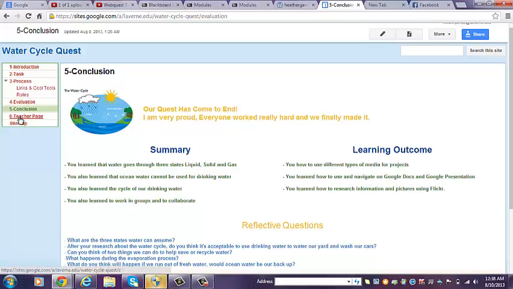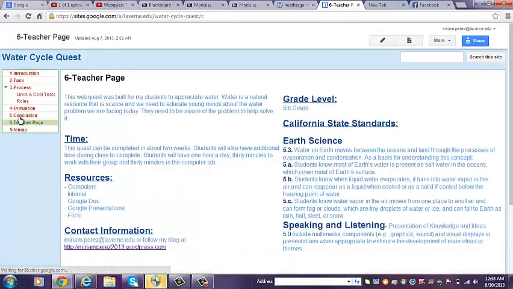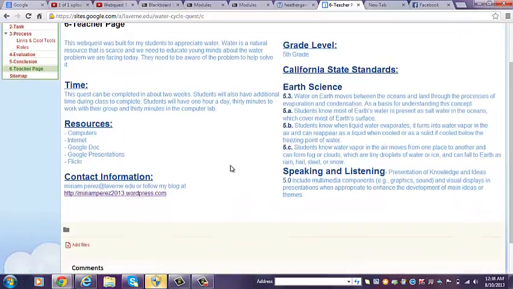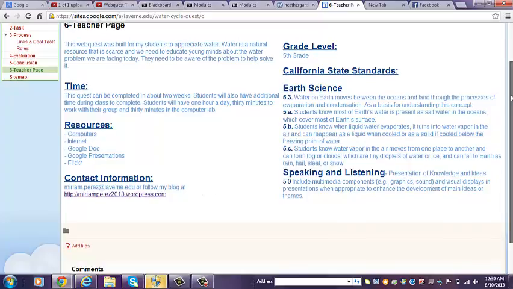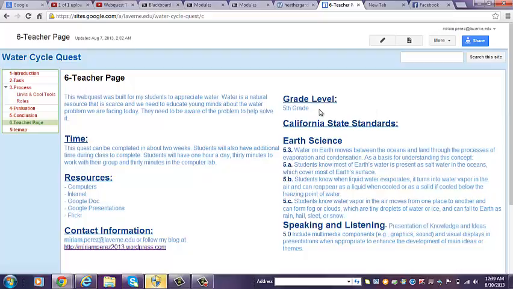And on my teacher page, number 4 is evaluation, and this is what their grade will be based on. I provided a rubric for my students to follow, so if they want to get a 4, which is the highest score, they need to follow what's under 4. The grade level that this assignment can be good for is 5th grade.